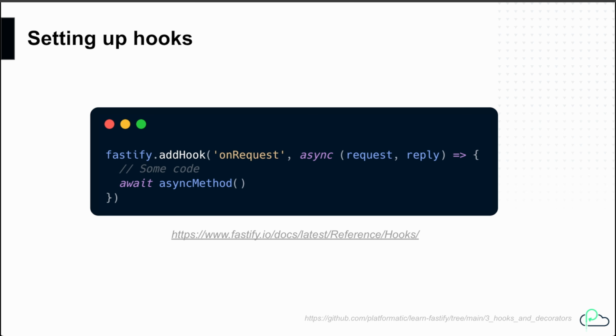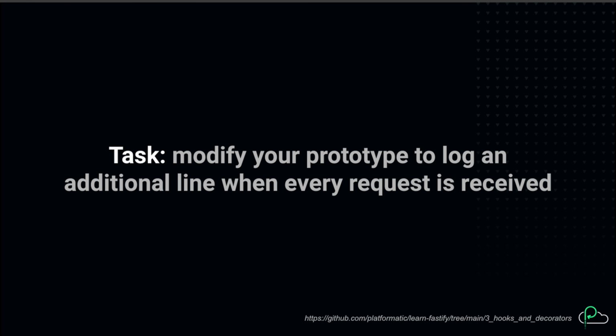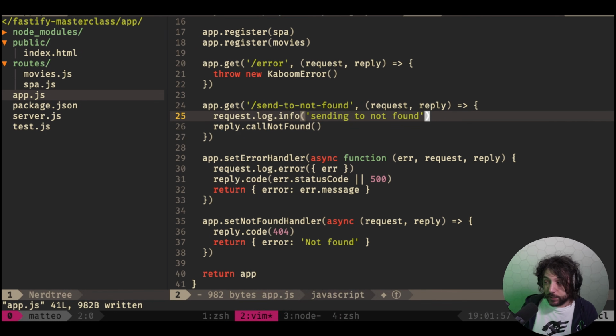How do you use a hook? You can specify an onRequest hook, for example, and you can add some code that is executed for each request. For example, we can add code that logs my routes for whatever reason, and you can even specify it for one specific route. All the hooks can be specified as part of an option in the route definition itself. So now we want to modify our prototype to log an additional line whenever a request is received. So it's what we can do here.